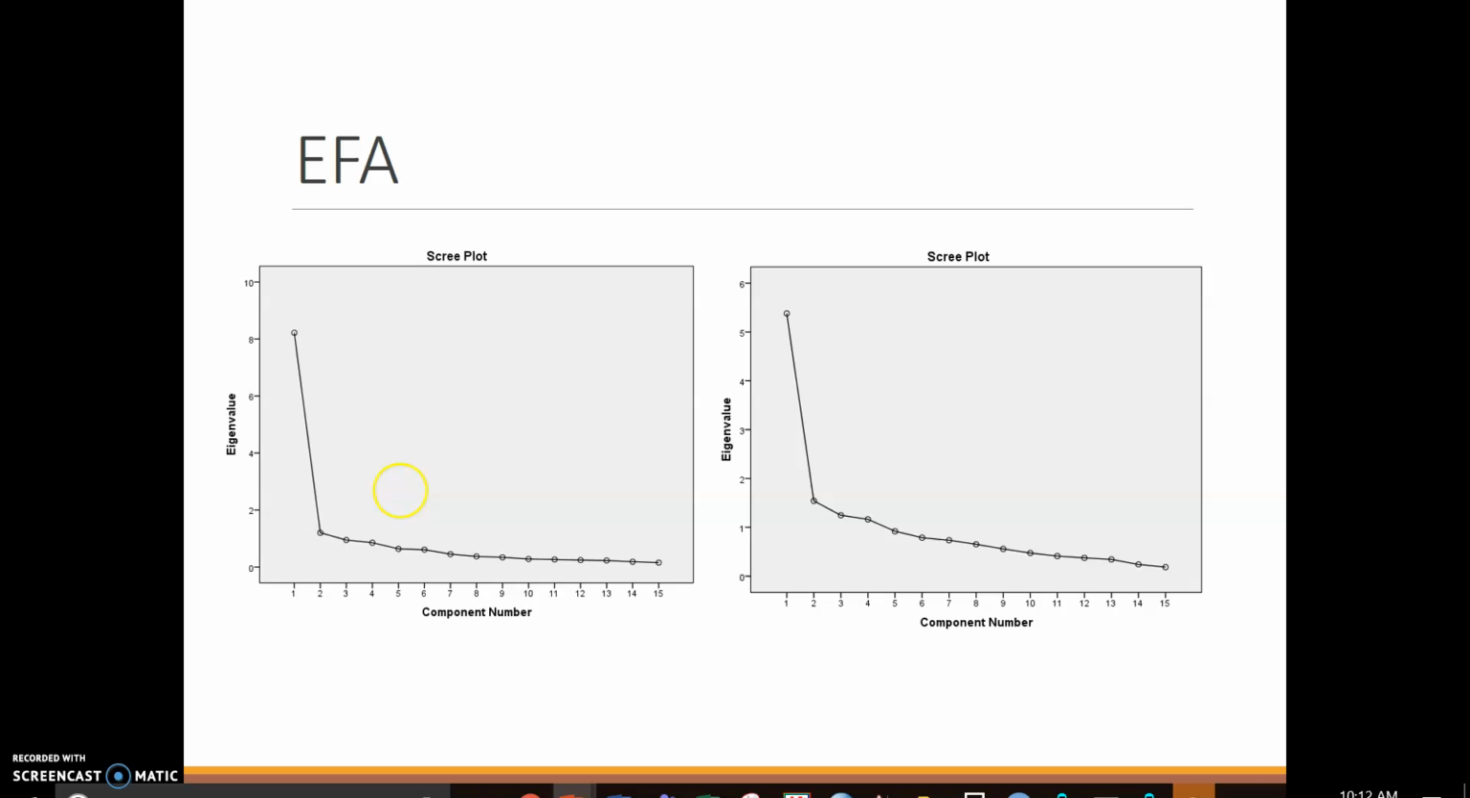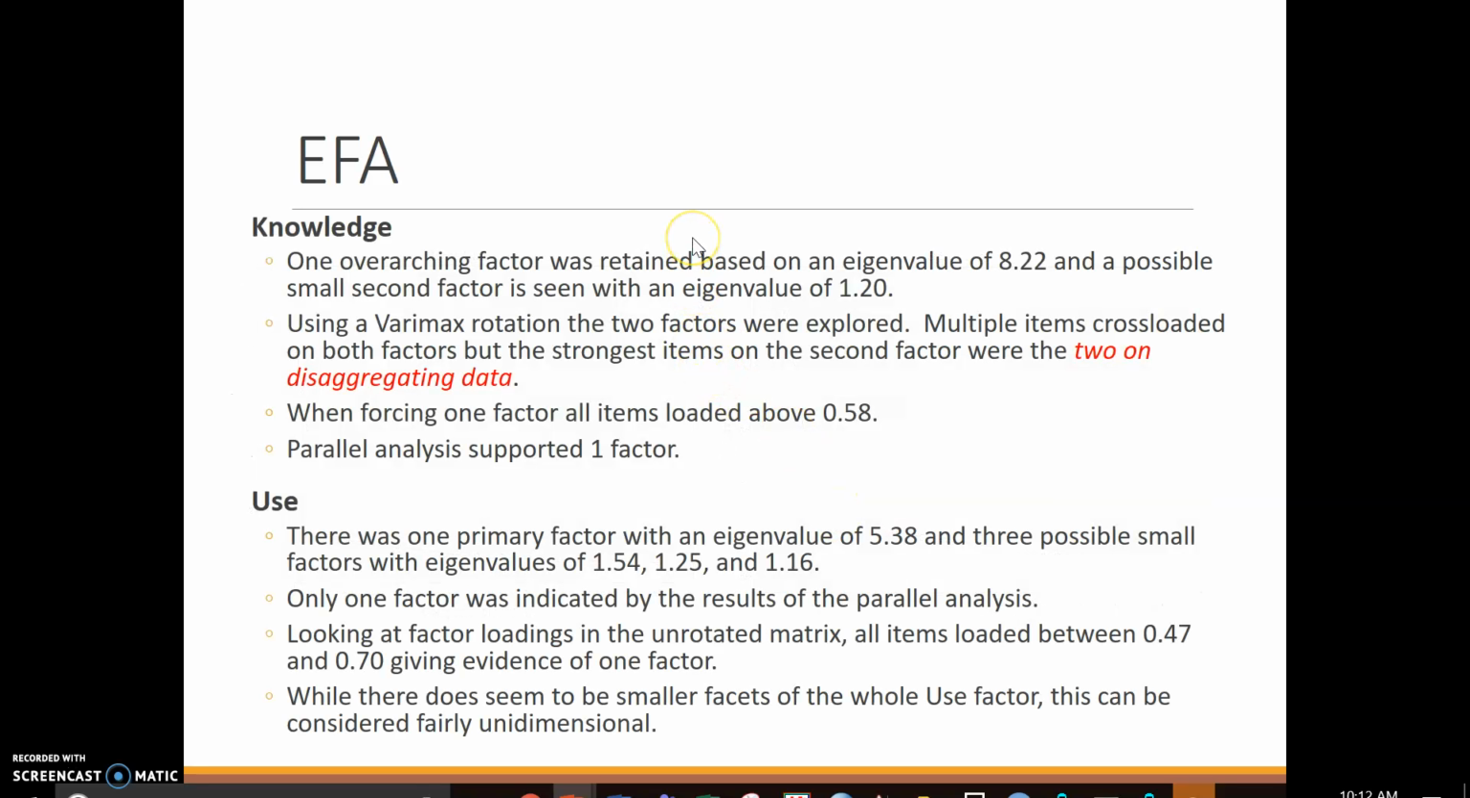We can see use has one strong factor, maybe a tiny, tiny secondary factor. Sorry, that was knowledge. For use, we can see one major factor, and then the elbow is much higher. We have potentially three other things here. So let's look at this a little deeper.